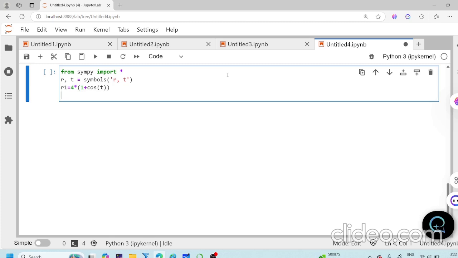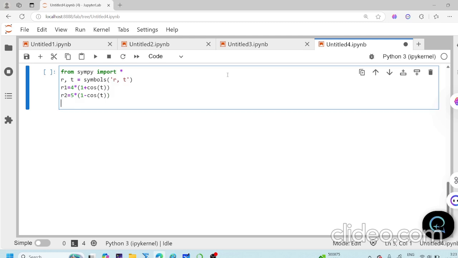R2 is 5 times 1 minus cos t. So I have just defined what R1 and R2 are. Okay, then I have to find the derivatives.